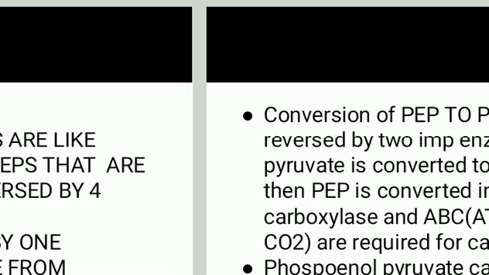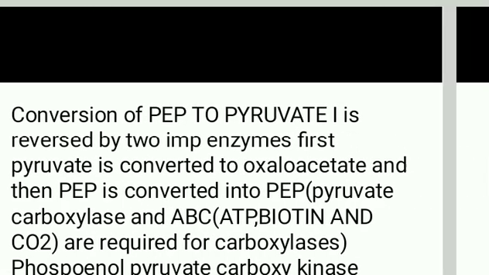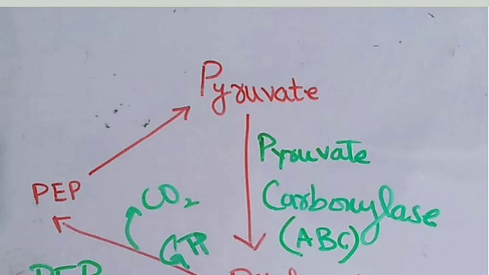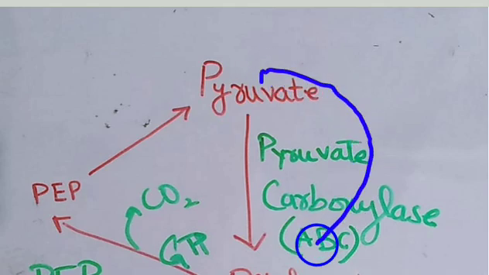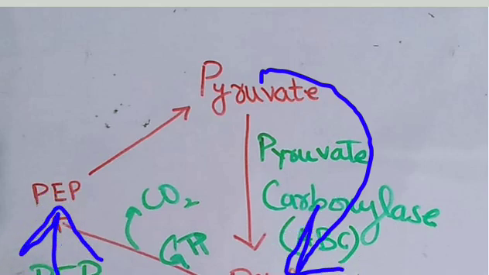We will discuss one by one. What are the steps for the synthesis? Number 1 is the pyruvate. Pyruvate is converted to oxaloacetate. We can see it step by step that pyruvate is converted into oxaloacetate, and oxaloacetate is converted into phosphoenolpyruvate. And we know that in glycolysis, phosphoenolpyruvate is converted into pyruvate, and this step, the 3rd step, is irreversible.